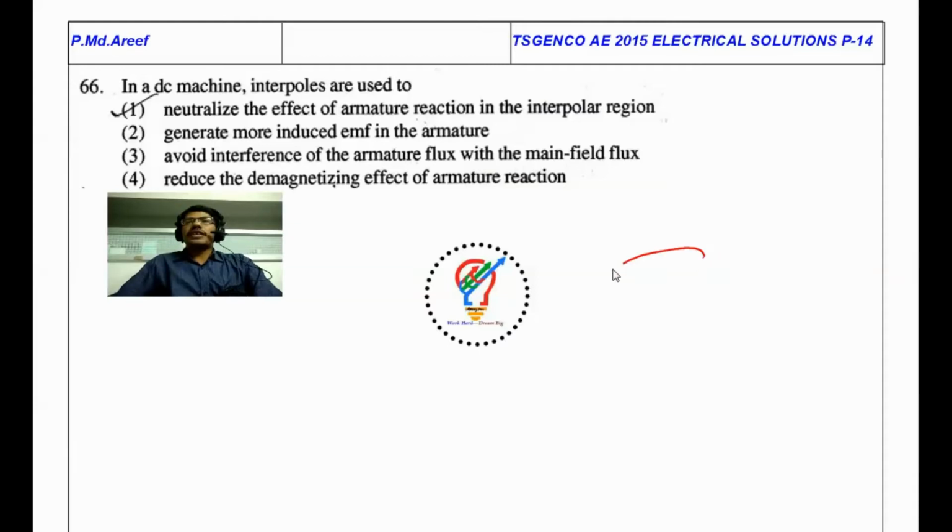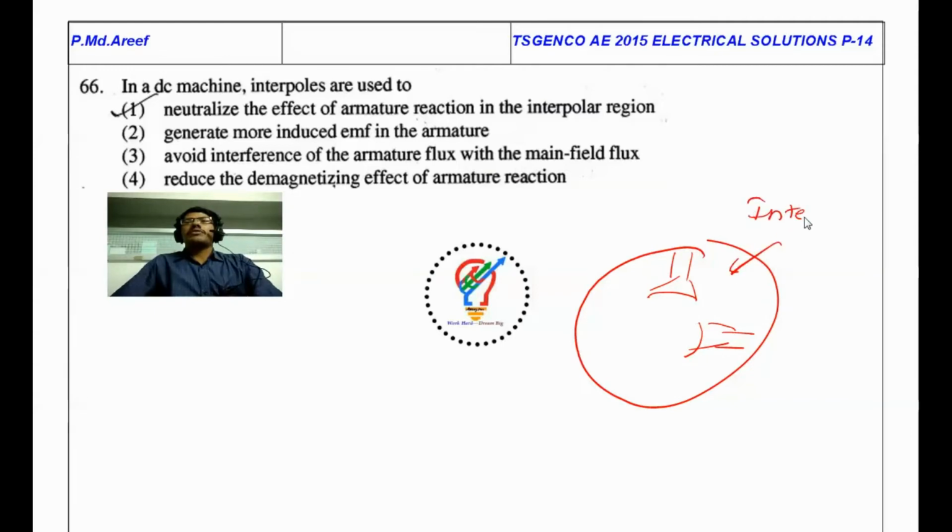So in a DC machine, we have the interpole region between two poles, like this. This region is called the interpole region. We will place an interpole magnet here, a small magnet, which is used to neutralize the effect of armature reaction.